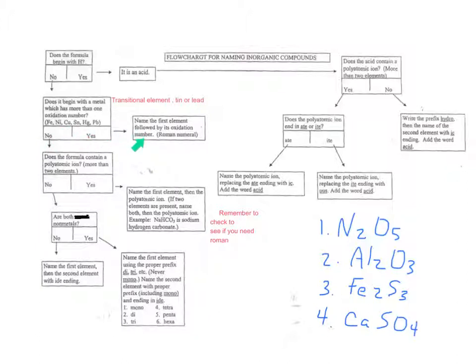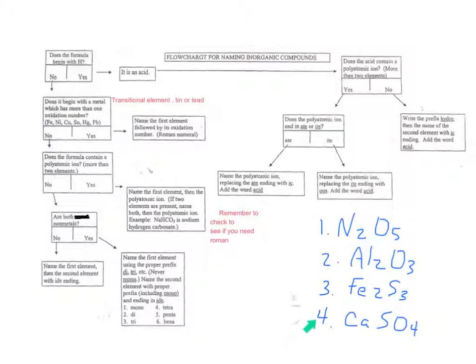So we're going to name the first element followed by its oxidation number, Roman numeral, and then we're going to name the second element with an IDE ending. So we would name this iron. Now to get its charge, it brings its charge over, so its charge would be 3, sulfide. And remember that they trade charges, and therefore we always have to look at what it brought over. And so this would be iron(III) sulfide.